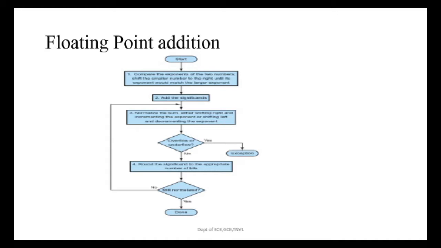Next, we need to check for overflow or underflow. What is the meaning of overflow and underflow? If the exponent doesn't fit in the range of 1 to 254 that is allocated by the IEEE 754 guideline, then we call this exponent an overflow or underflow. So if the exponent falls below 1 or above 254, then we may term this as overflow or underflow.